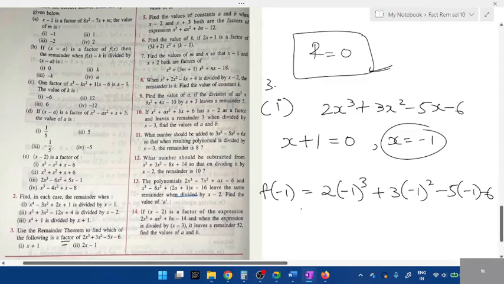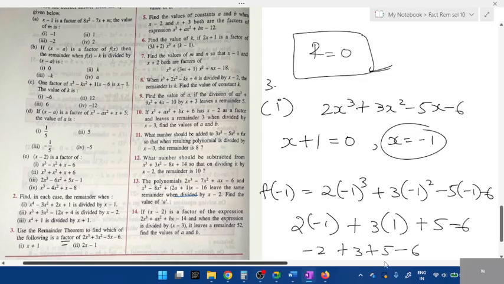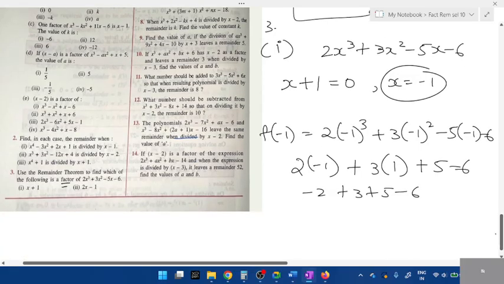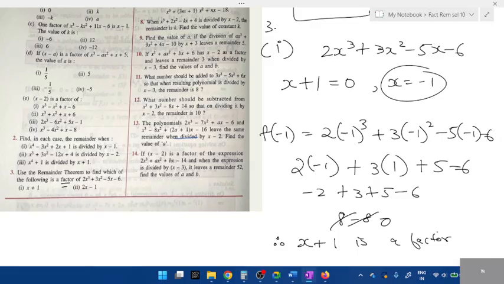Is it 0 for this? Minus 1. Minus into minus is plus 5. Okay, 8 minus 8. So which is a factor, students? You have to write therefore. What is the final answer you have to write? X plus 1 is a factor of the equation. Try the next one. Third main second. Check whether it is a factor or not.